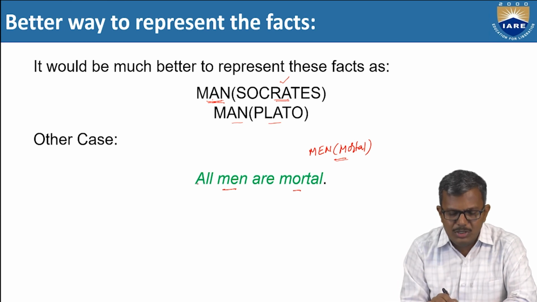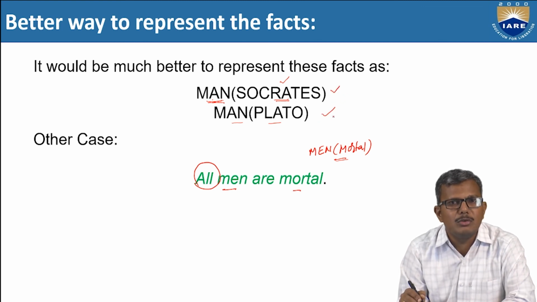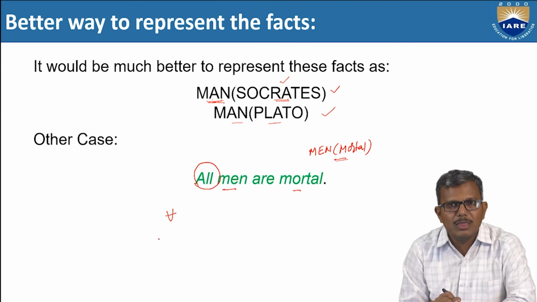Why? Because one more thing came here. In the earlier case, we are talking about a specific person, either Socrates or Plato. But in this case, we are talking about all the men. When it is about all, you should use this kind of thing, for all. But here, with the previous knowledge, I simply mentioned it as men mortal. This kind of representation is always wrong.